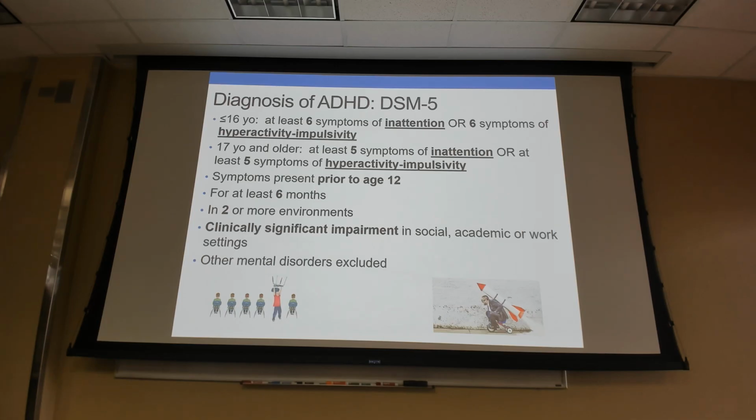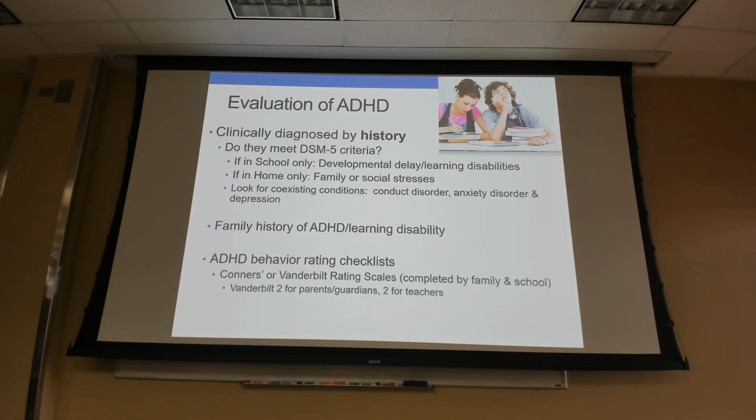So if you're like, I can't do this in school, but the kid is totally fine at home, totally fine at sports, totally fine at Boy Scouts, church activities, whatever, we don't have those 2 environments. And it has to be clinically significant. So if the kid is getting A's, doing well, has a lot of friends, and is a little disruptive, is it really clinically significant? So that's something for you as a provider to discuss with families, teachers, counselors, things like that. And then, are other things excluded?